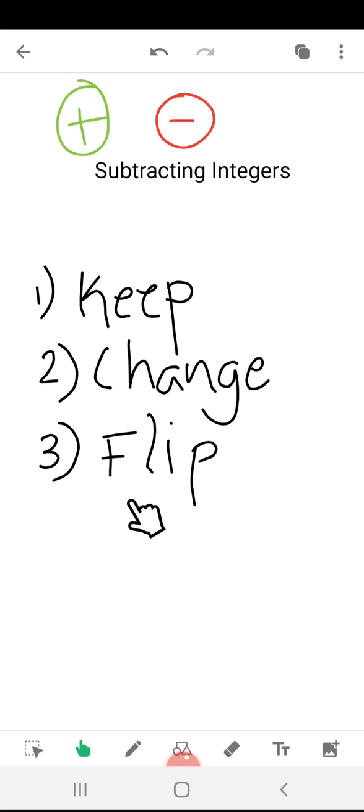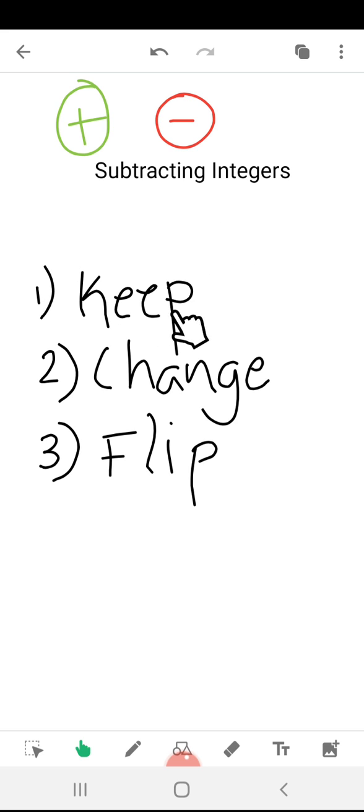Alright students, so today we'll be looking at subtracting integers and we'll be using the chips to assist us. From the previous lesson, you would have learned that this chip represents positive 1 and this chip represents negative 1. But there are some steps we have to take when subtracting integers. Let's go through the steps.